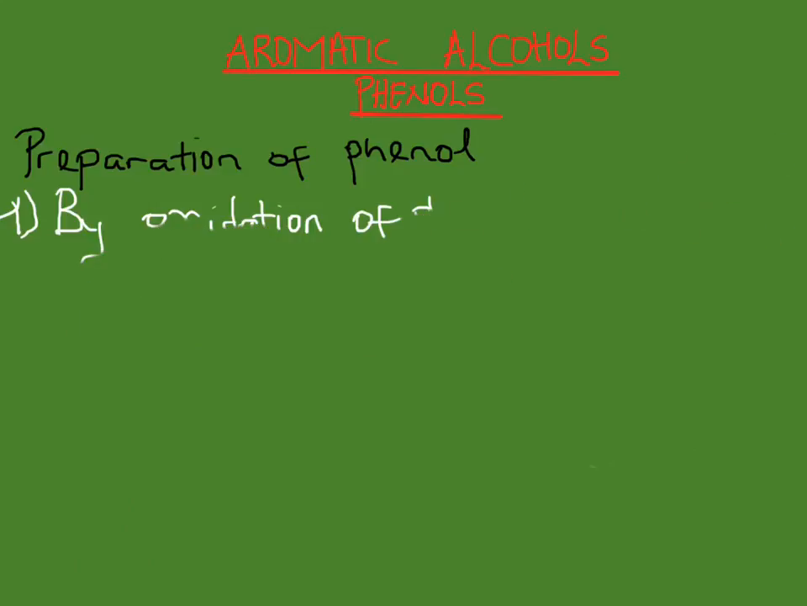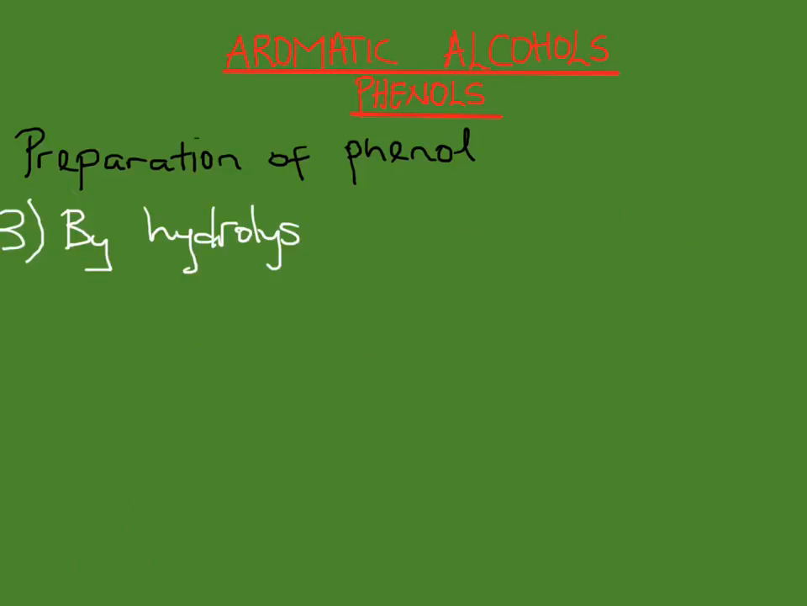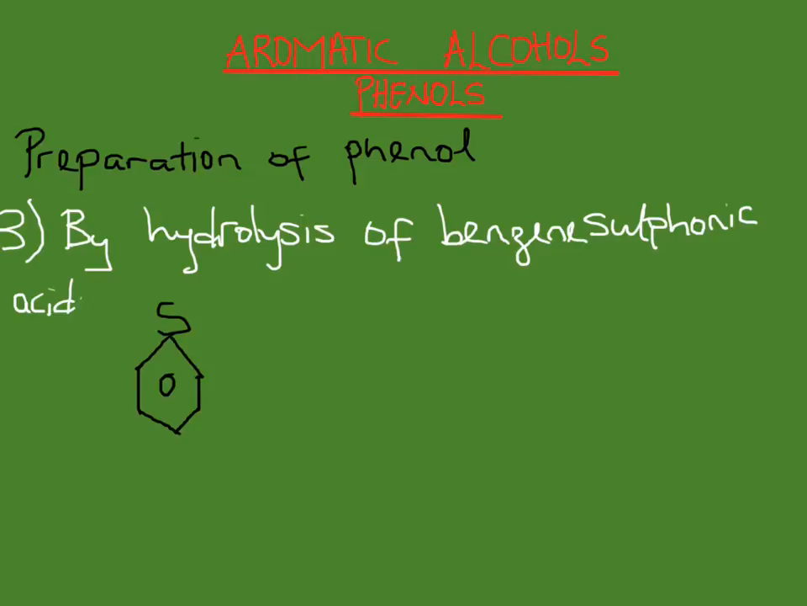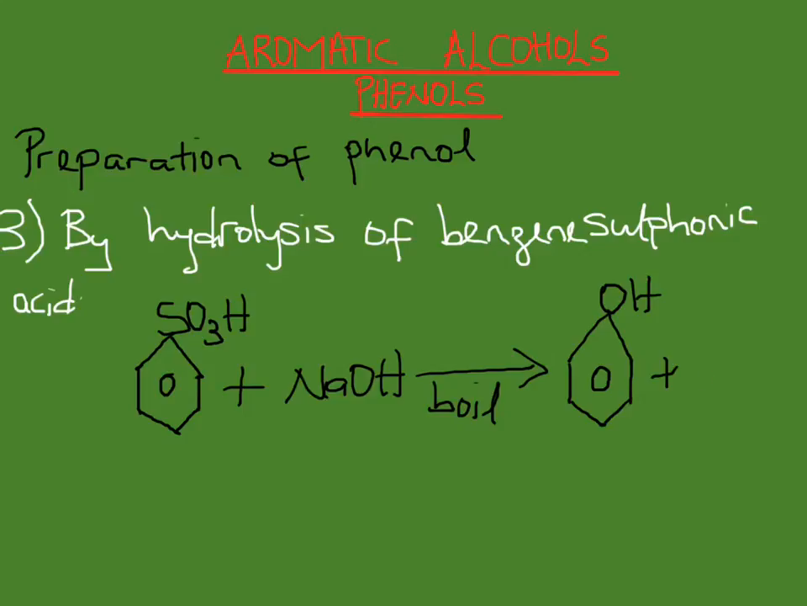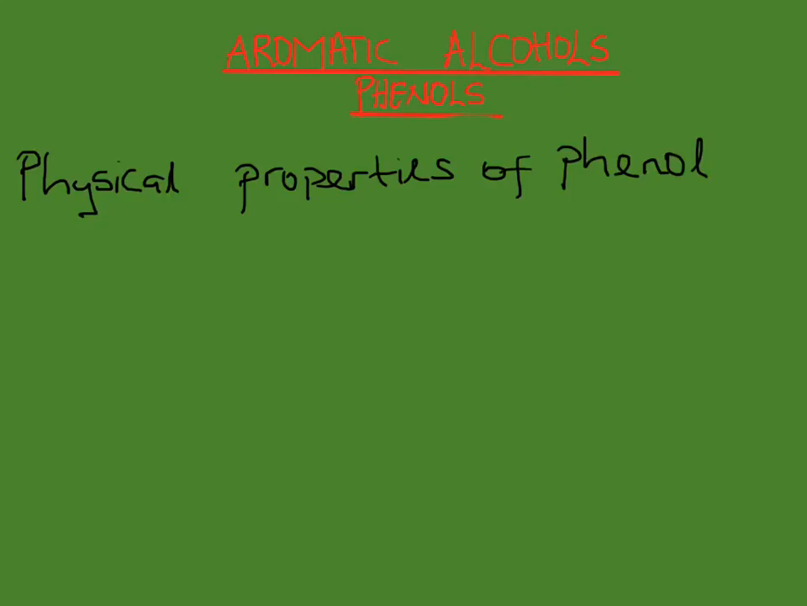The third method is by hydrolysis of benzene sulfonic acid. Here we react benzene sulfonic acid with sodium hydroxide, and being boiled is going to yield phenol and sodium hydrogen sulfite. The next thing we'll be looking at is the physical properties of phenol.